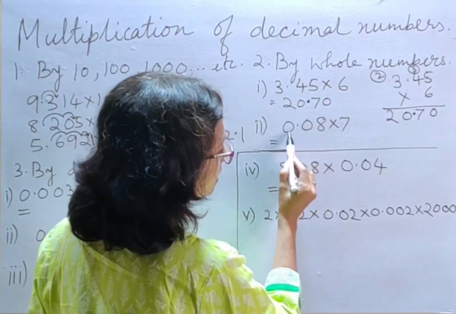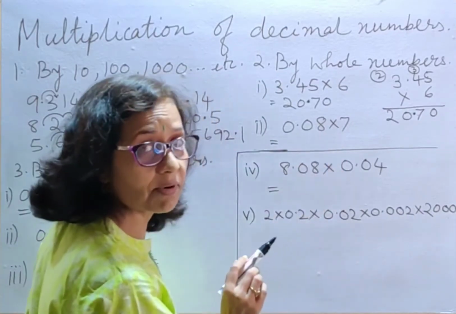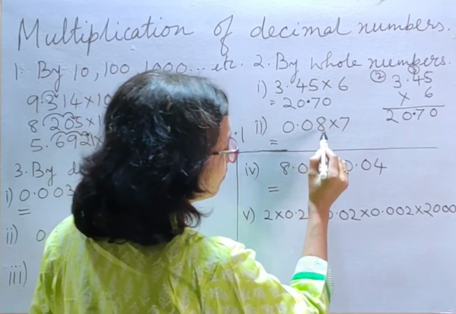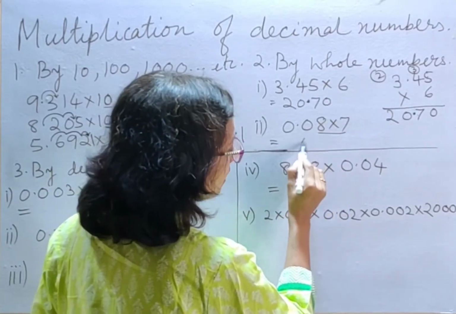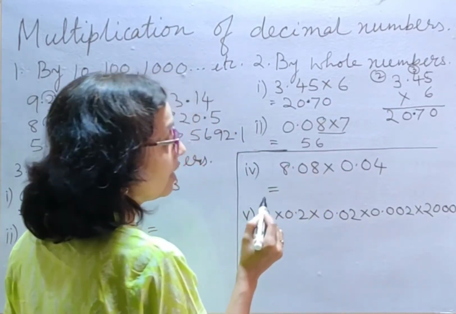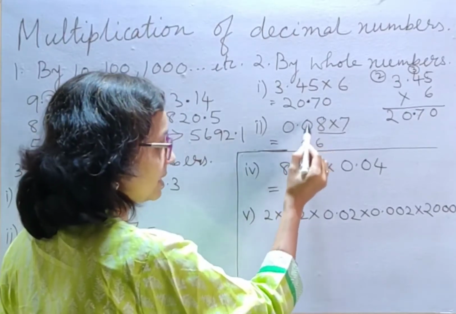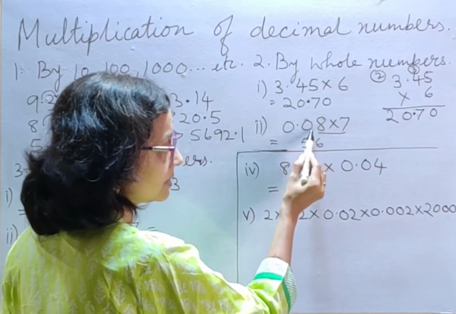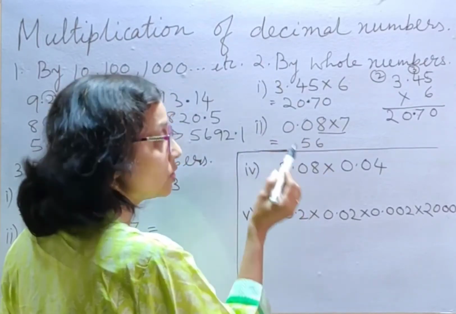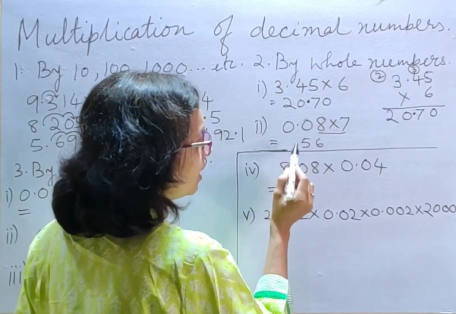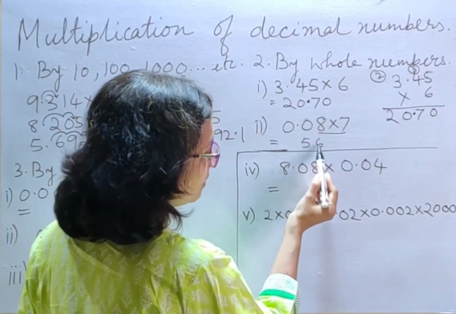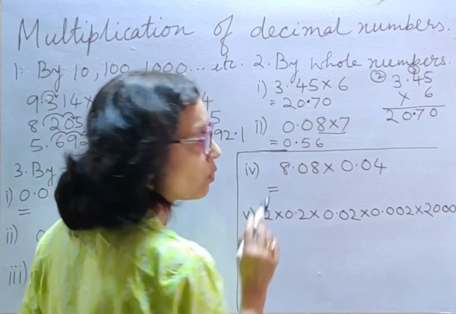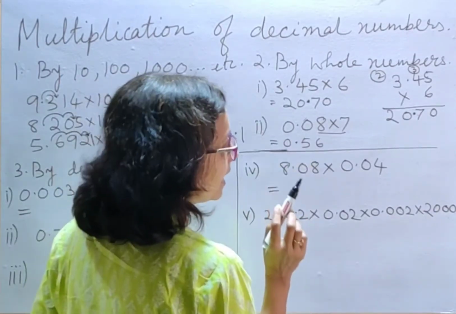Now this multiplication. Here you can see 0.08 into 7. It is very simple and easy, so you can do it orally. 8 7s are 56. Now you can see how many decimal places are there in your multiplication numbers. Here you can see 2 decimal places. So in your product also, you have to have 2 decimal places. So 1, 2 and put the decimal point and 0 for the whole number. So this is your answer.